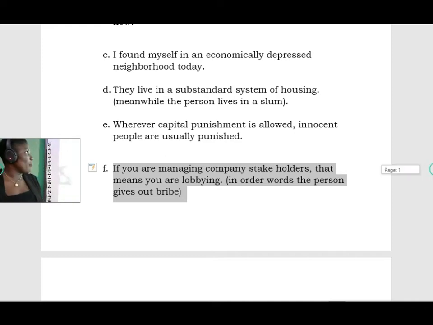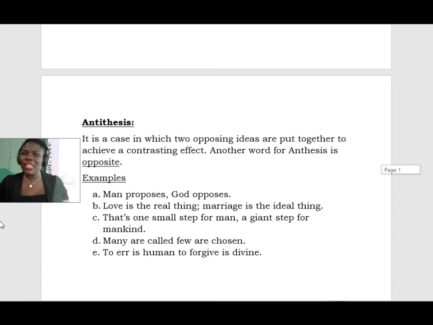So let's go to the number 2. The second one is antithesis. Yes, antithesis. Now, antithesis is another figure. Remember, we've taken note of 3 figures of speech. We've done the first one, we've done the second one, and then this will be the third one. Now, the third one here is antithesis.